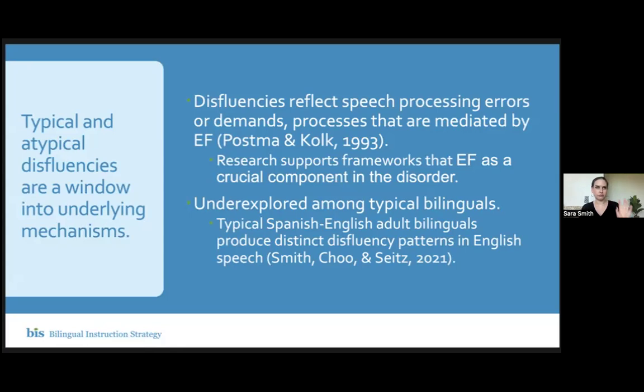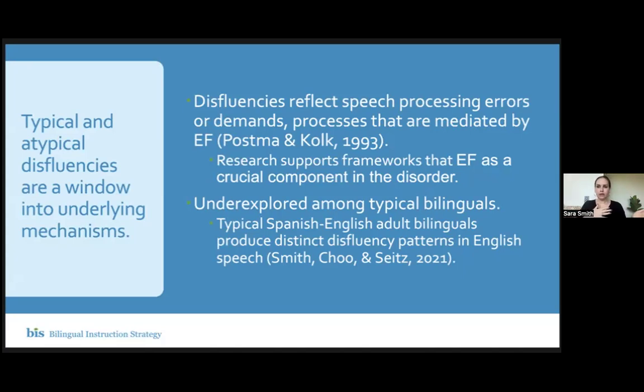Bilinguals in general, the research indicates, produce higher rates of disfluencies in English than English monolinguals. And previously, this finding had always been attributed to an intrinsic demand of managing multiple languages, right? So just being bilingual or multilingual, having to manage those multiple languages, that increases your speech processing demands. And that's why we see, at least in the literature looking at English, more disfluencies being produced by people who speak English and another language. That was sort of what everyone assumed for a while.